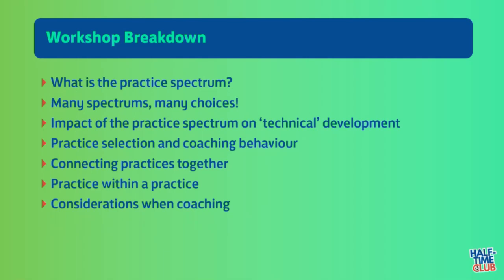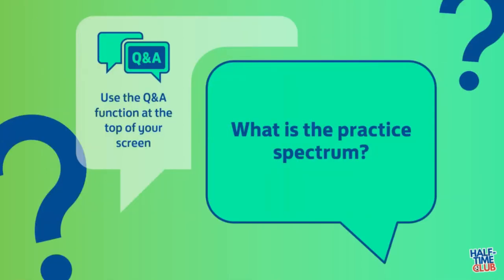So as always, we open up the floor with a question. You'll see at the top of your page a Q&A button if you haven't been previously on a Halftime Club before. And the first question will be, what is the practice spectrum? So what do you believe it to be? What have you seen or heard? What have you used so far? If you could just use the Q&A function or the chat function and put in some of your thoughts. What is the practice spectrum?